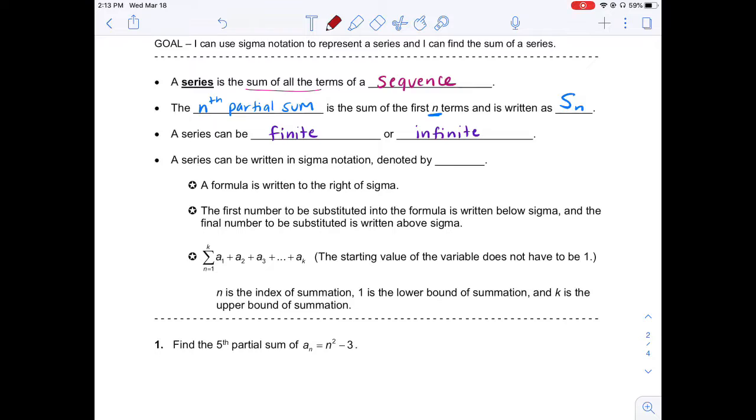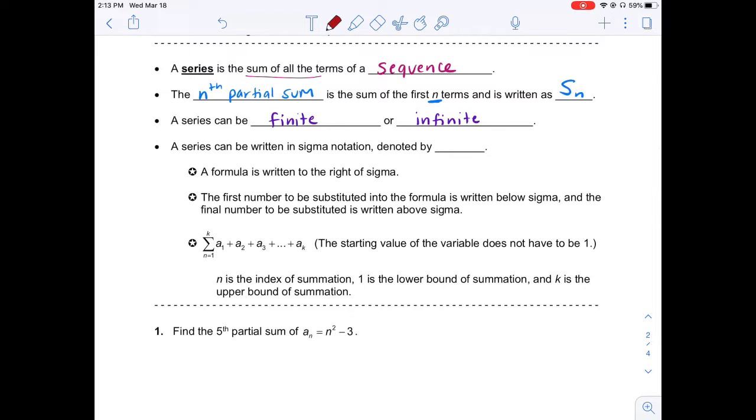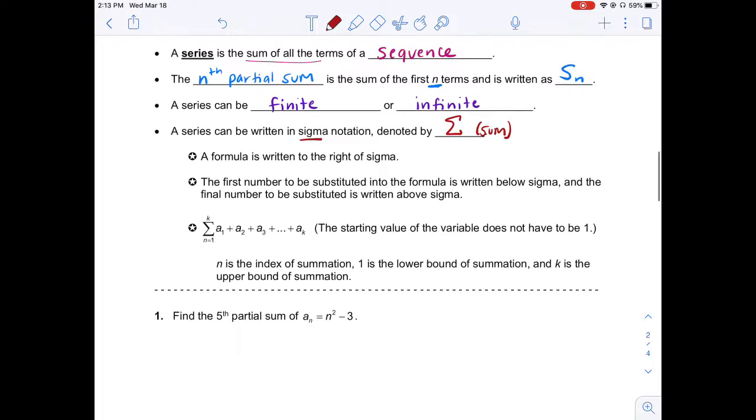A series means it's the sum of a sequence. So we're taking a list of numbers, we're adding them together, and usually there's a pattern. With a sequence, I can write that as a specific explicit formula. So in order to talk about the sum, we can use that formula in a notation called the sigma notation. This symbol is called a sigma, and it stands for the sum of a list of numbers. So we would add the numbers with plus signs in between.